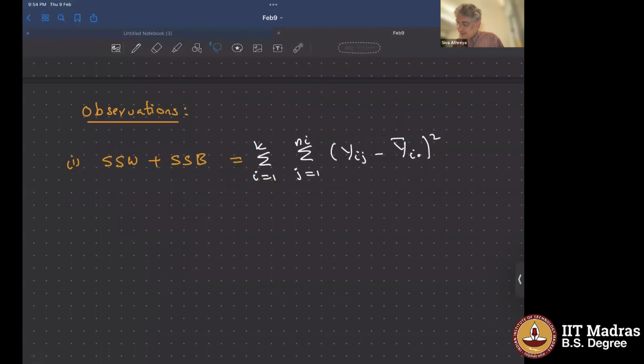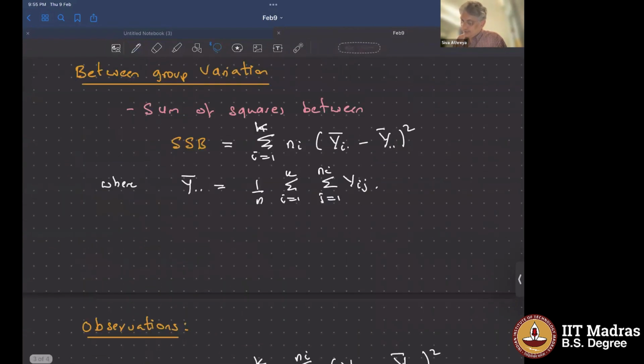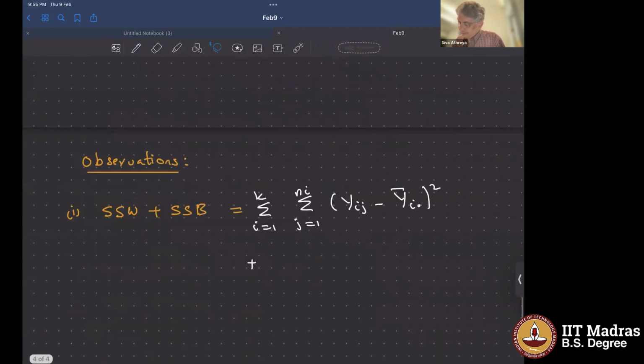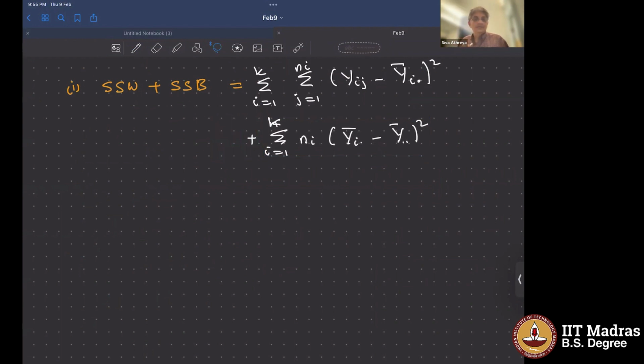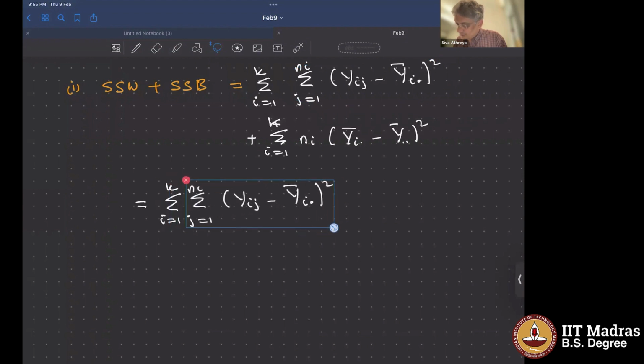The sum of squares within. And then to this, I add the sum of squares between, right? So sum of squares between, that's plus this person right here. That's what I have, right? So now I can do a little trick here. So this is equal to the sum from i equal to 1 to k. I take the first guy, copy it, I place it here. That's from between.